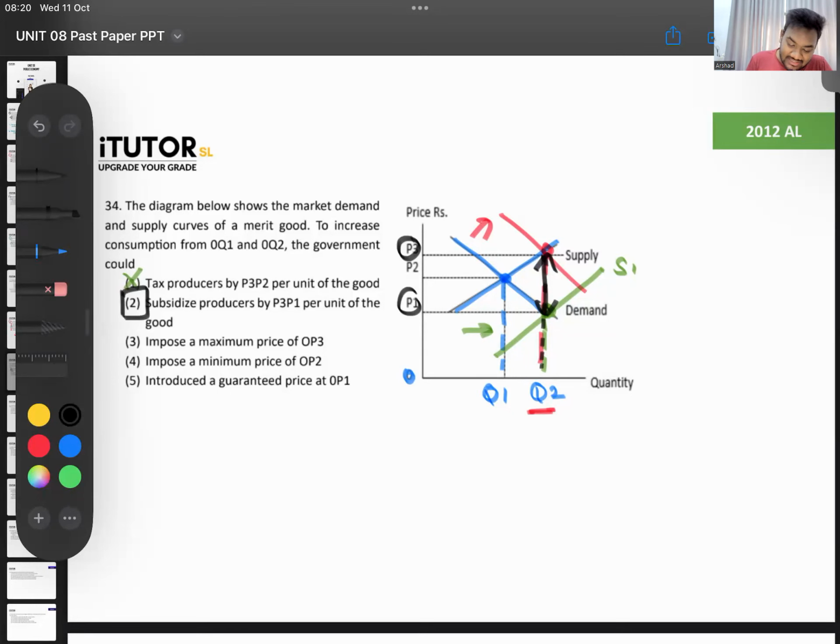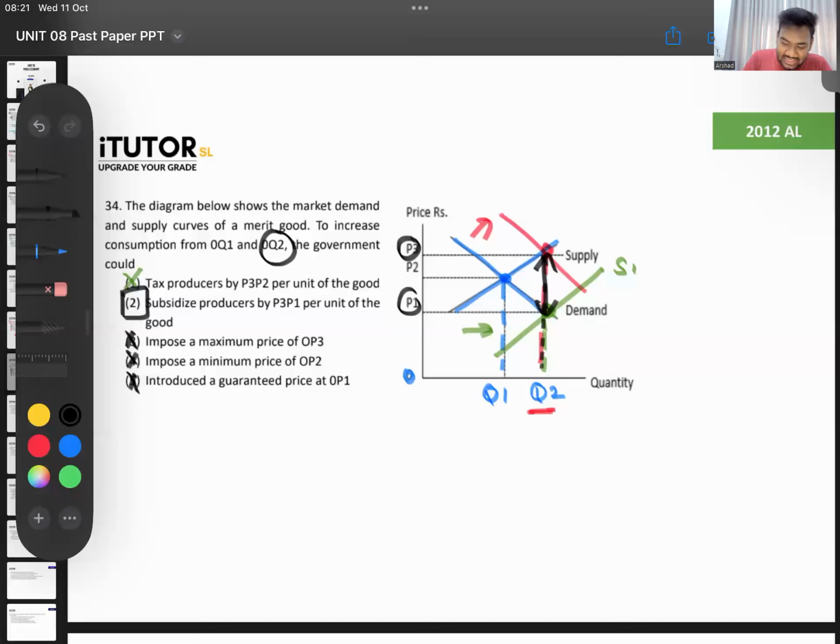Impose maximum price. If you put a maximum price of P3, that doesn't make sense. Minimum price of P2 doesn't make sense. Introduce a guaranteed price. No, guys. These guaranteed prices, maximum prices, minimum prices, they will cause excess demand and supply. So you can't guarantee that amount will be consumed. If you want to guarantee that consumption happens at Q2, that means equilibrium should be at Q2. There has to be a demand and supply matching at Q2, then only that can happen.